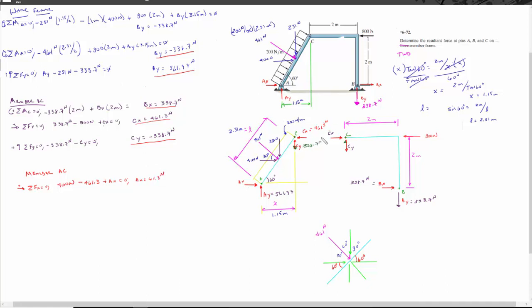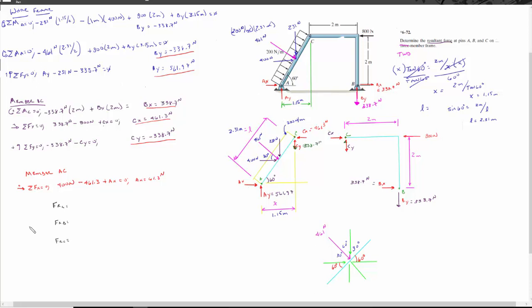You could also go back to the whole frame because you would have BX as 338.7 newtons, and you have this force 400 newtons. You could also sum your forces in the x on the whole frame, and you're going to get the same answer. But the question is asking for the resultant force. It's really important that we know what we're solving for. So the force resultant at point A, the force resultant at point B, and the force resultant at point C.